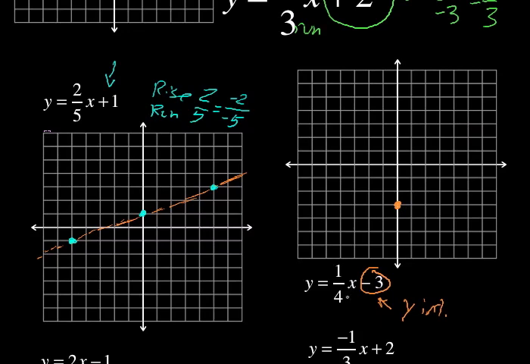And then count increments of the slope again. Rise 1, run 4. Rise 1, run 1, 2, 3, 4. Now I can kind of fake it for another point. It's slightly off the graph, but let's do another point. Rise 1, run 1, 2, 3, 4. Slightly off my graph, but you get the idea.